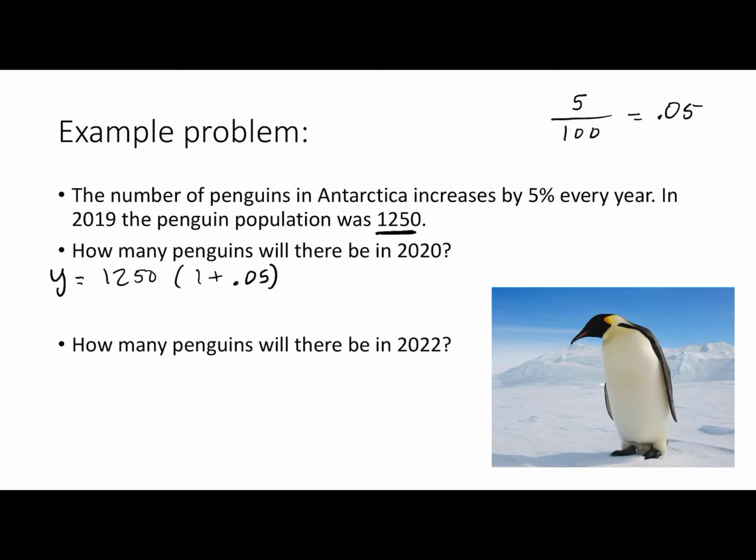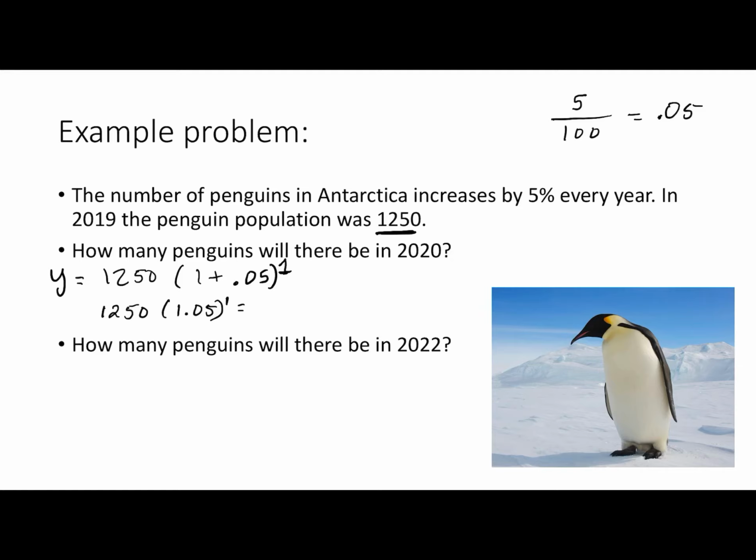And it says how many penguins will there be in 2020? Well, this is the population in 2019. So in 2020, 1 year has passed, so we're going to say power of 1 right here. So that's 1250 times 1.05. That's some quick math for you. Just add the 1 and the 0.05, you get 1.05, and to the power of 1.